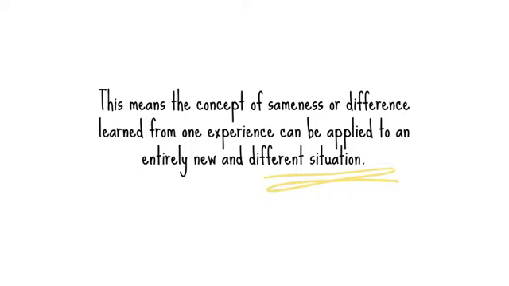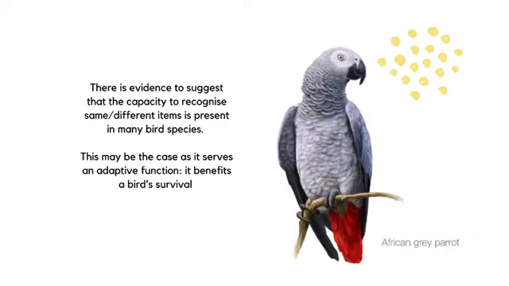This means that the concept of sameness or difference learned from one experience can be applied to an entirely new and different situation. There is evidence to suggest that the capacity to recognize same and different items is present in many bird species. This may be the case as it serves an adaptive function. It benefits a bird's survival. If they were to encounter one species of snake, and they know that it's dangerous, they can then apply this to other snakes as well. All snakes are dangerous to them because they can eat them.